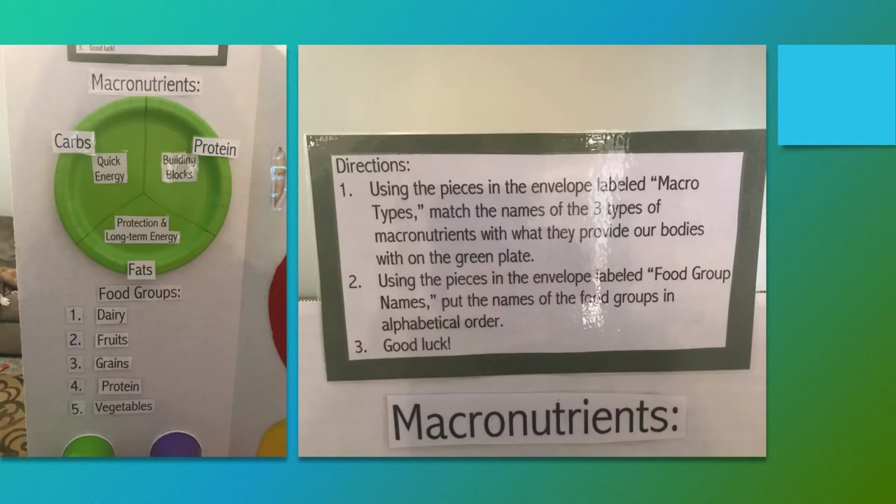For the first activity, the student is to complete 2 different parts. The first part is the plate on the top, and what they have to do is match the different types of macronutrient names with what they provide our body with. And then they'll get these pieces out of a folder or an envelope labeled macro types.